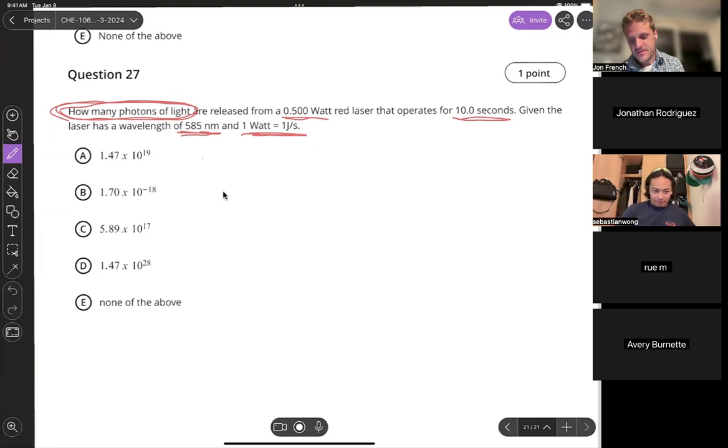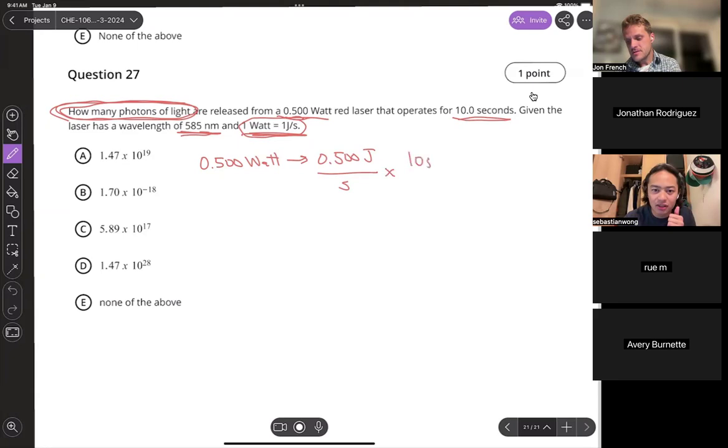So we need to find total energy first. I've got a 5 watt laser, and I know that 1 watt is 1 joule per second. So we want to get rid of watts and get that over into joules per second. So we've basically got 5 joules per second. That's how much our laser is giving off, and we run that laser for 10 seconds. So our laser is giving off 50 joules of energy.